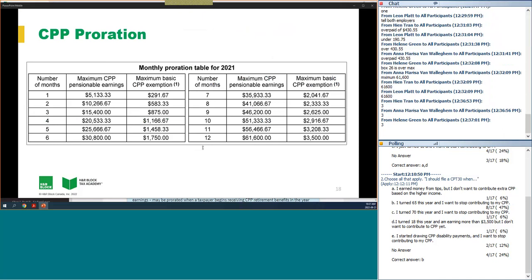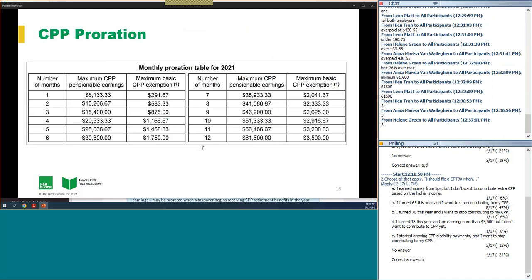$15,400. What will their exemption be? $875. Those are the numbers you're going to enter on the relevant lines on the Schedule 8. We're going to practice that in a minute, but keep that in mind. Any line that can be prorated, you're going to use these numbers. These are the lines that can be prorated. That's how you're going to do it.